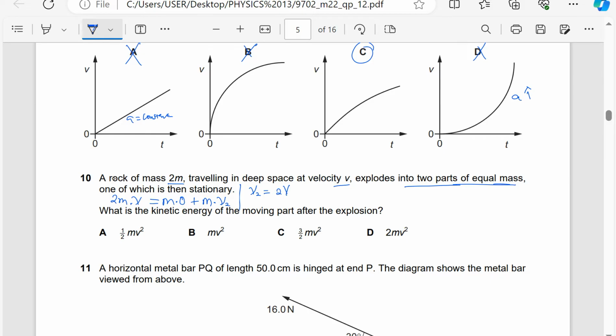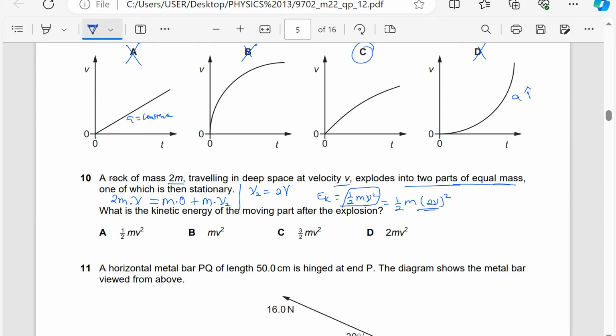So let's find the kinetic energy. Kinetic energy Ek is equal to a half mv squared. So this is going to be equal to a half times the mass. The speed is going to be twice v, squared. This is just the formula: kinetic energy is a half mv squared, but v is twice v.